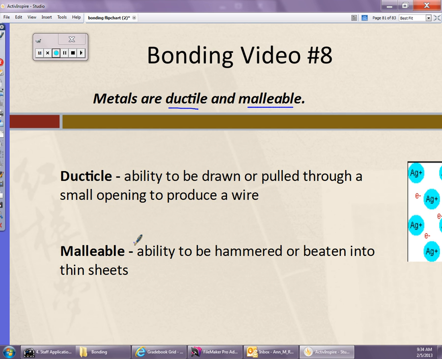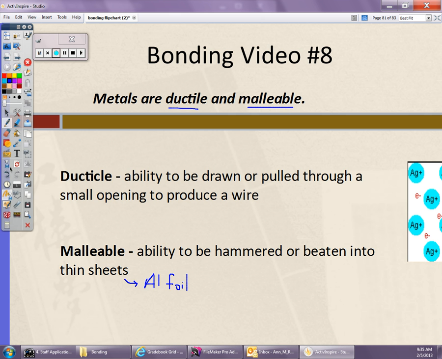They're malleable because you can pound them or beat them or smoosh them into very thin sheets. For this, you want to think about aluminum foil. Aluminum foil is a very good example of the malleability of a metal. As you know at the store, they're very thin, and you can actually bend them over the dish, the plate, or whatever it is you're trying to save.